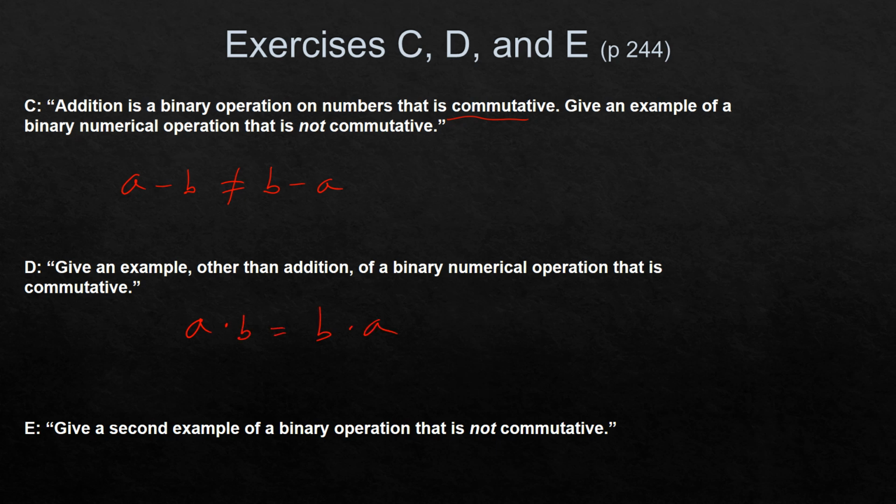Give a second example of a binary operation that is not commutative. Well, division. A divided by B does not equal B divided by A.